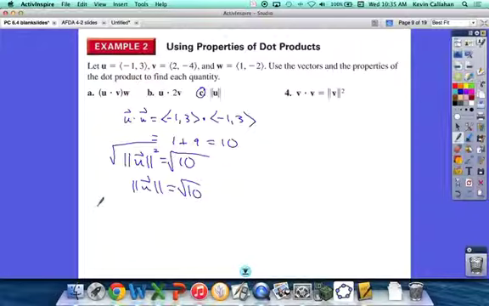So these dot products are easy, right? Sorry. Good. Good.